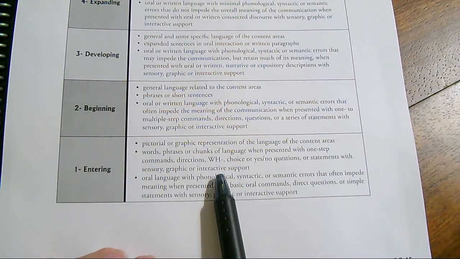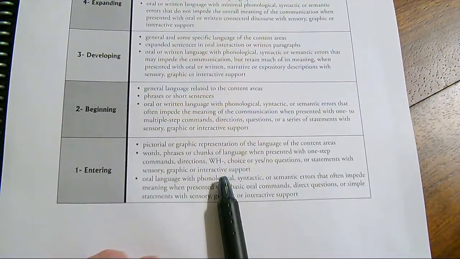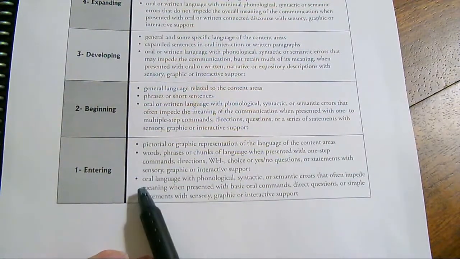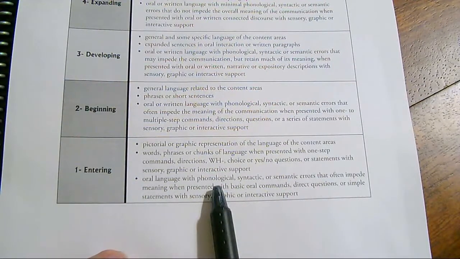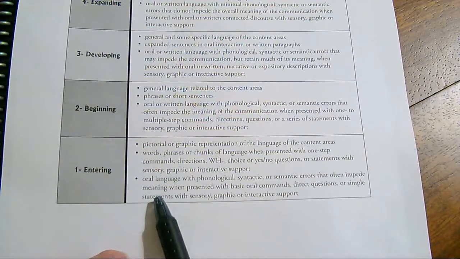This means that when ELLs are in that level 1 stage, we need a great deal of visual support with the language. We want to make sure that any time we are speaking or trying to have our students produce language, that we're matching language with graphics or something that's meaningful to help them understand the language. Oral language with phonological, syntactic, or semantic errors that often impede meaning.